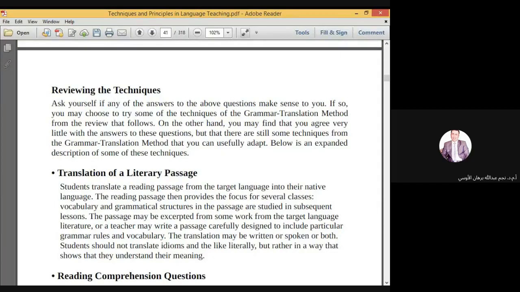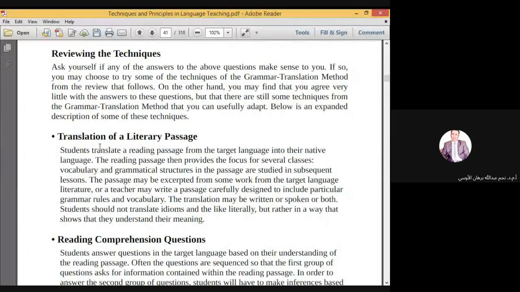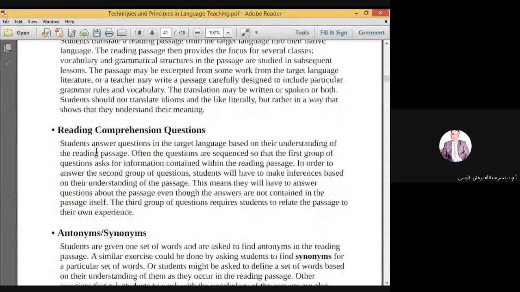So what are these techniques and what is the meaning of each one? Start with the first one, translation of a literary passage. What is the meaning of this technique? It means students translate the reading passage from the target language into their native language. And next, reading comprehension questions. What is this? It means students answer questions in the target language based on their understanding of the reading passage.